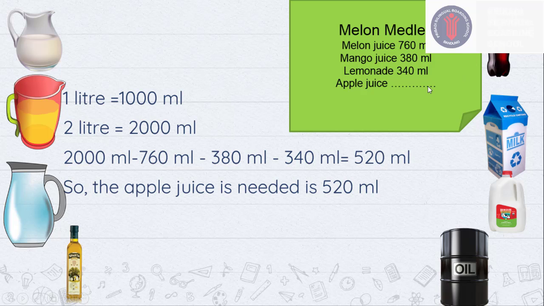Okay, so we can work it out like this. Since we know that 1 liter equals 1000 milliliters, and we have to find 2 liters, 2 liters equals 2000 milliliters. So to find the apple juice, we just have to subtract the melon juice, mango juice, and the lemonade. So 2000 milliliters minus 760 milliliters minus 380 minus 340, you will get 520 milliliters. Or it will be easier if you add all of these numbers together first, and then find 2000 minus the total of these numbers. So based on our calculations, the apple juice needed to complete this recipe is 520 milliliters.